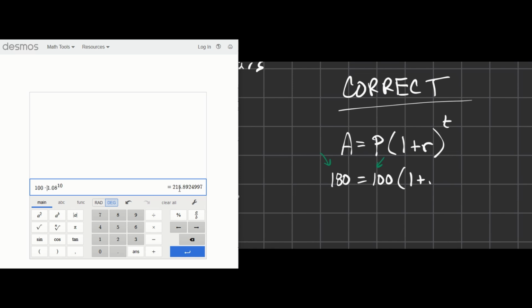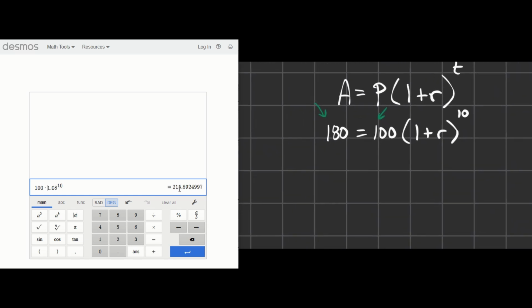We don't know what the rate is. That's what we're looking for, so we're going to leave that as r. We do know that it's been 10 years. So if you remember back to your algebra days, what you need to do to solve this is divide by 100 on both sides. That's going to give me a 1.8 on the left. And again, that's why it doesn't really matter which numbers you use, as long as you get a number that's 80% higher than your initial, then this will always turn into a 1.8 on the left.